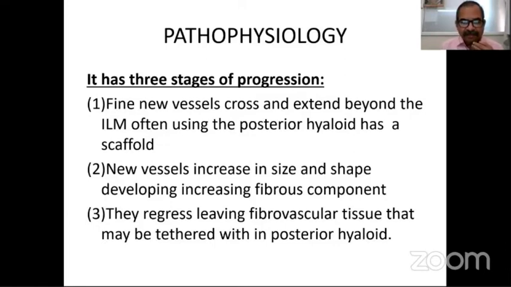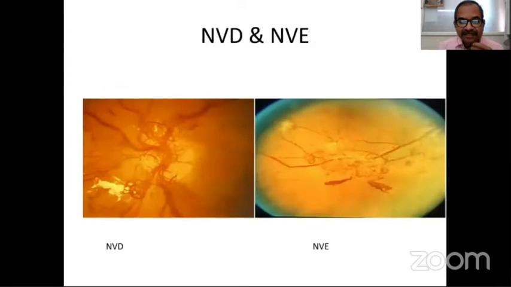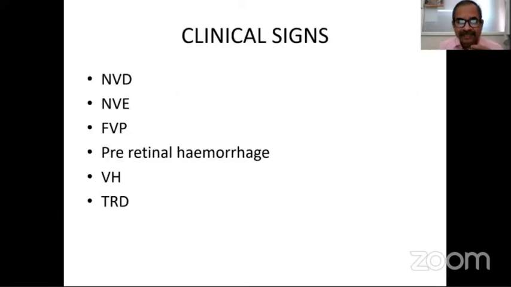And also the fibrous component which is present in case of PDR is also mainly from the vitreous only. And most of the time they regress, leaving the fibrous tissue that may be tethered with the posterior hyaloid. So what are the clinical signs? The main clinical signs here are NVD, NVE, fibrovascular proliferation, pre-retinal hemorrhage, vitreous hemorrhage, and TRD. These are the main clinical signs which are present in case of proliferative diabetic retinopathy.